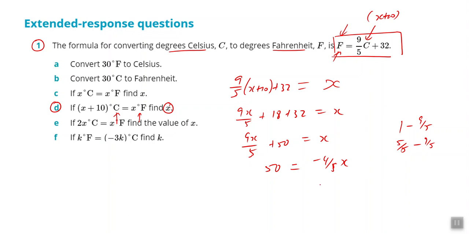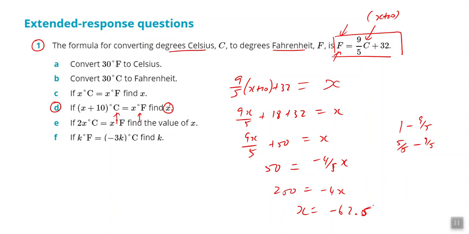Okay, now I need to just solve this. I multiply both sides by 5. So 5 times 50 is 250. You're left with negative 4x on this side. I divide 250 by negative 4. You should get negative 62.5.